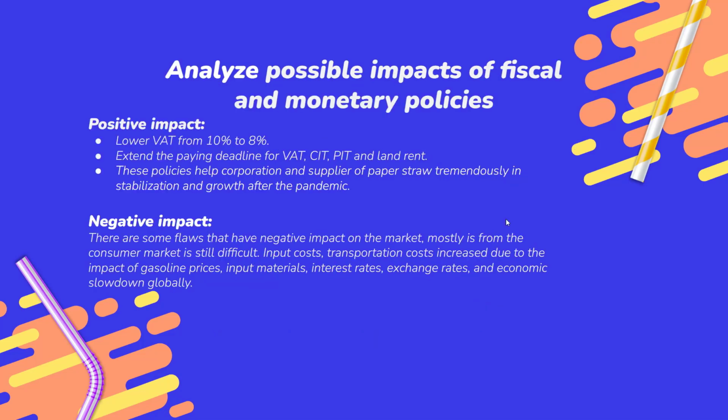Next is analyzing the possible impact of fiscal and monetary policy. The first one is positive impact. Fiscal and monetary policy can lower the VAT of related goods from 10% to 8%, and also extend the payment deadline for VAT, CIT, PIT, and land rent. The policy helped corporations and paper straw suppliers tremendously in stabilization and growth after the pandemic.